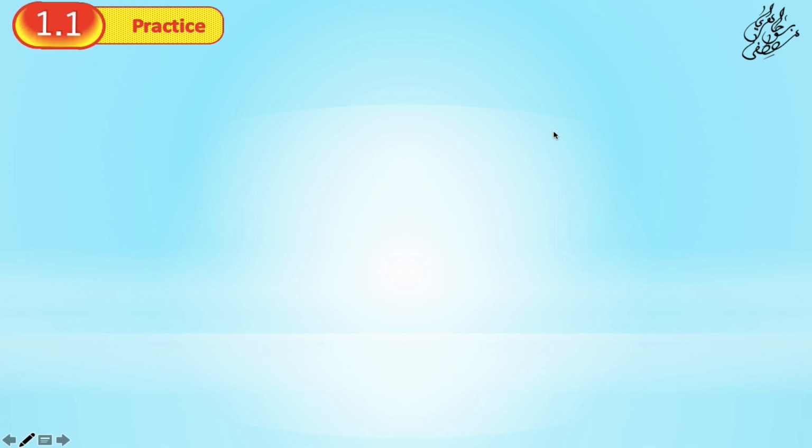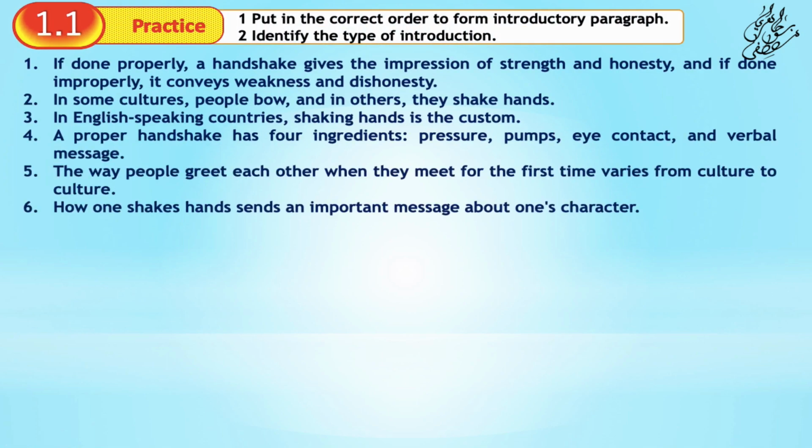Good. This is the first exercise of our course. You are required in the first step to read each of the following sentences, then put them into the correct order so as to form introductory paragraphs. And in the second step, try to identify the type of the paragraph. Is it funnel, interesting story, surprising statistics, or related to historical background? So let's have the answers.